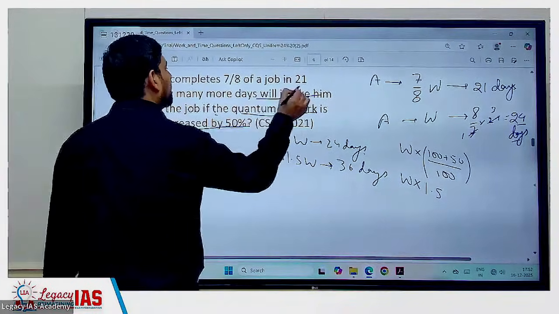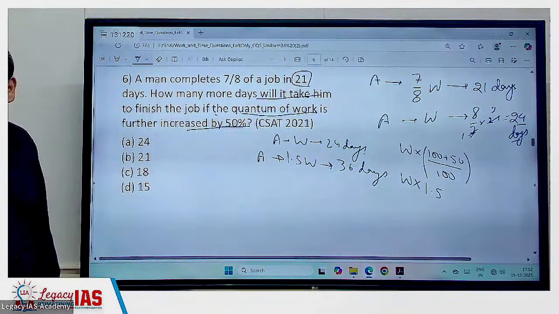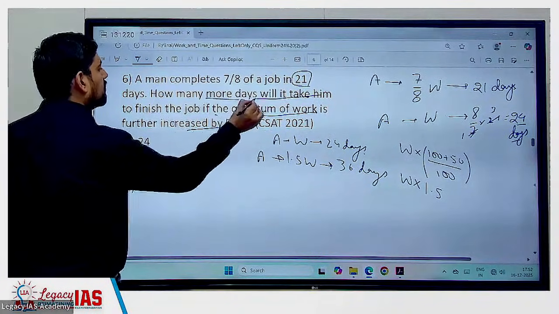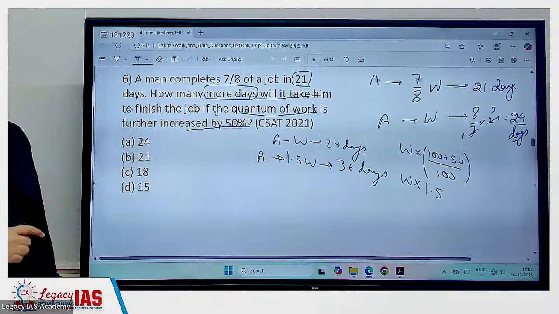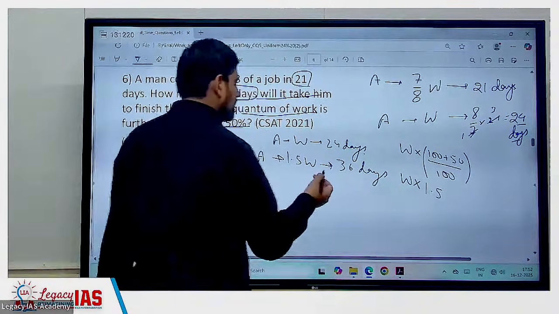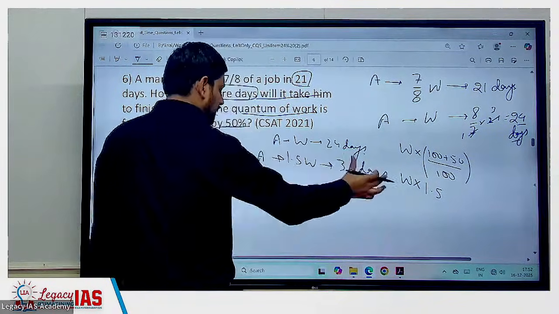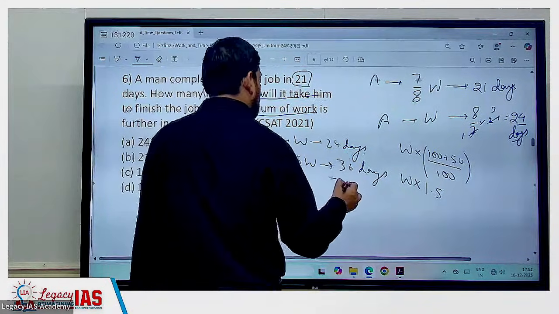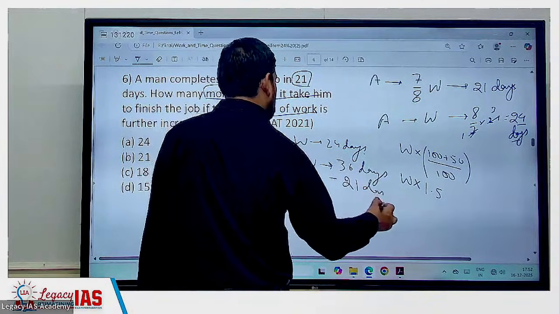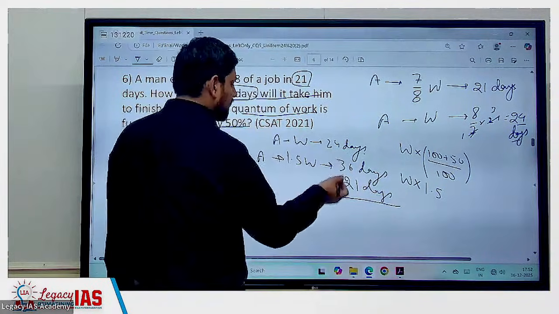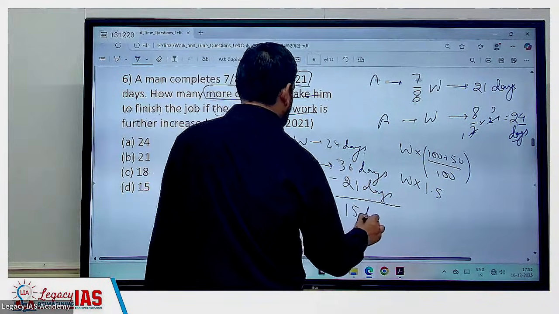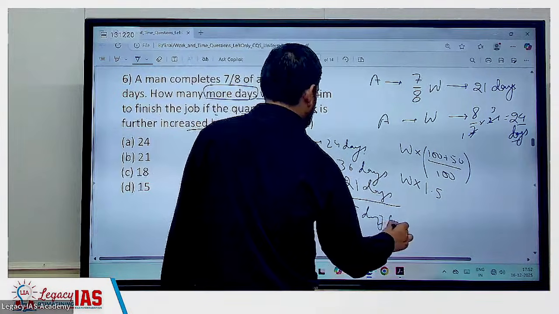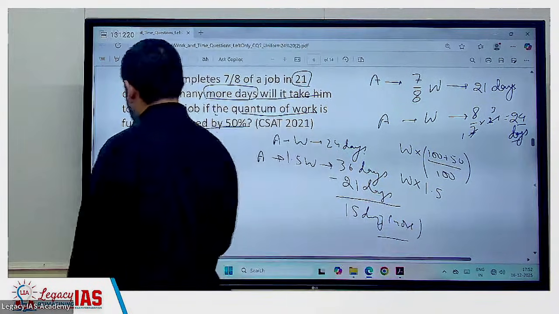Now he has already given 21 days to it. So it is asking you how many more days he will take. So 36 is the total number of days he needs to do 1.5 W. Of them, 21 days he has already done that work. So 36 minus 21, 15 more days of work will be required.